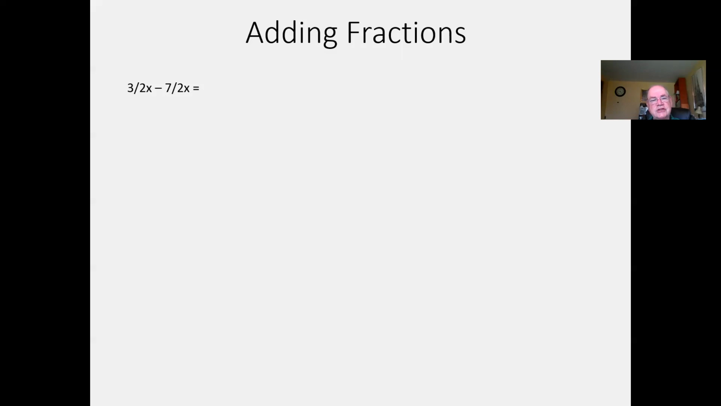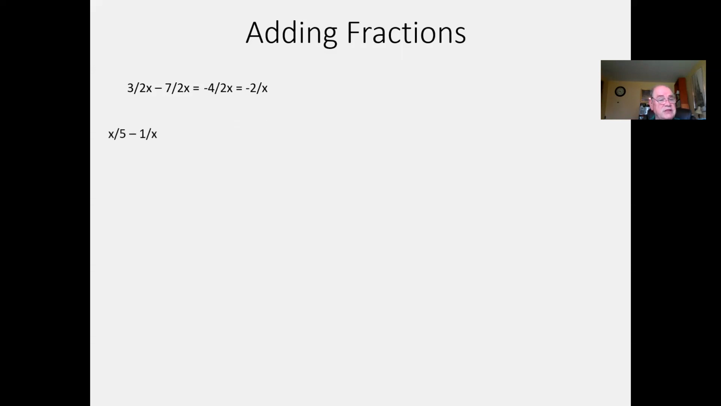Okay, adding fractions. This is easy because we already have the common denominator, right? They're both over 2x, so we simply can combine that. A 3 and a -7 is a -4. But we can simplify that. -4 over 2x. We can pull a 2 out of each and get -2 over x.